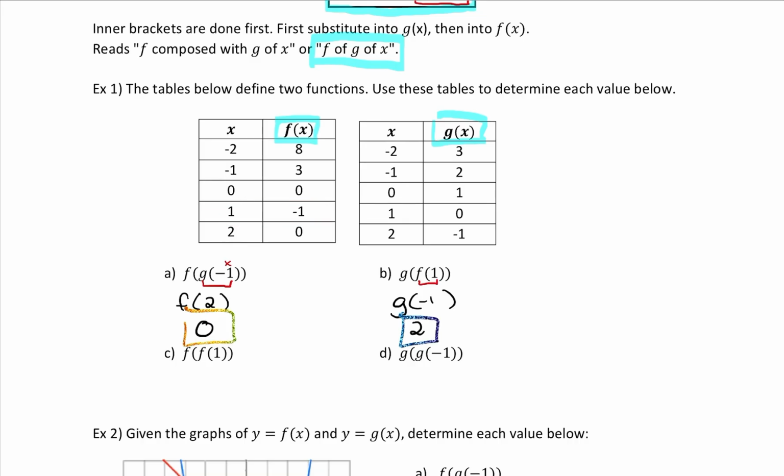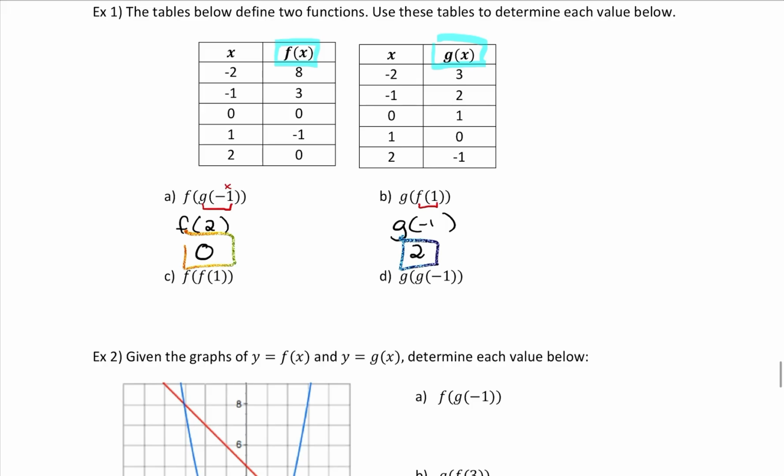All right, let's try the next two. Sometimes our inner and outer functions are working off the same function. So you'll notice in C and D that C just has f and D just has g. So we're just working with the same table of values twice. We're still going to work from the inside out.